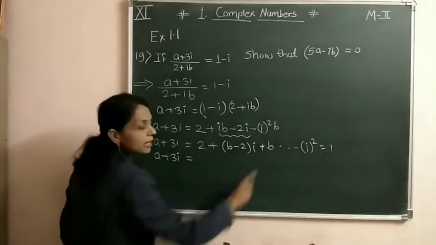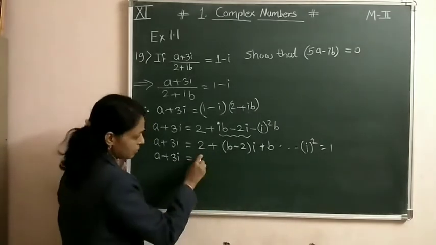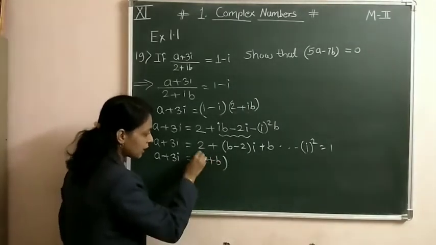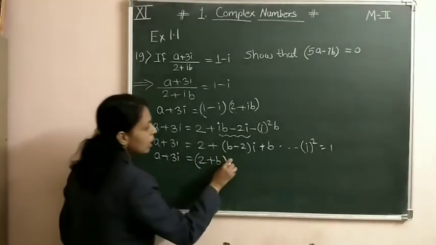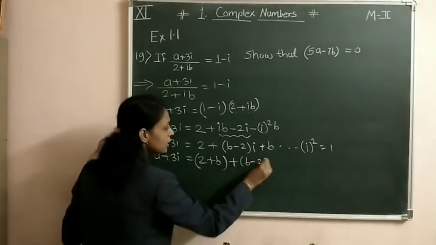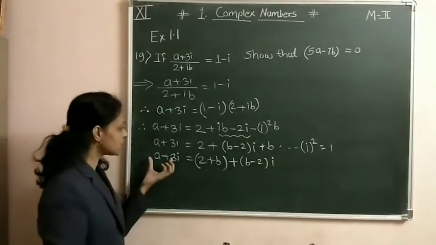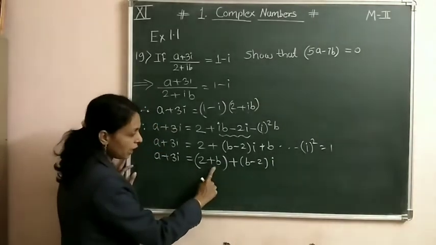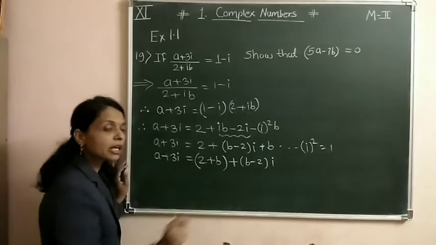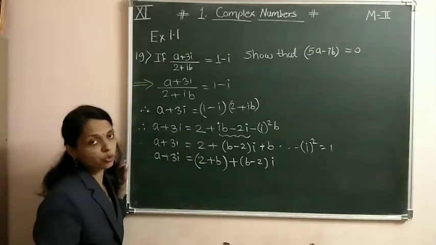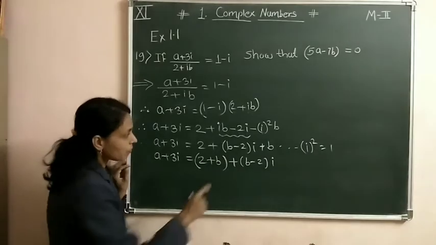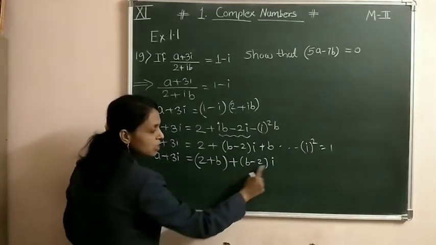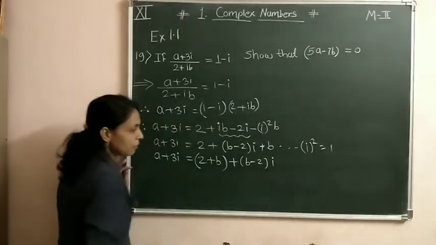Now these 2 and b are the constant terms or real terms, so take them together: 2 + b + (b - 2)i. See students, this is also one complex number and this is also one complex number. The real part is the term in which there is no i. b - 2 has i beside it, so that is the imaginary part.